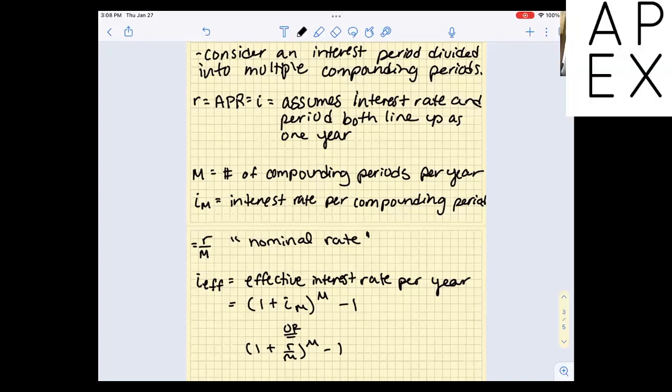Professor? Is the capital M, the compounding periods per year, the same M that is in the sub M? Are these the same M's? Yes. Okay, thank you.